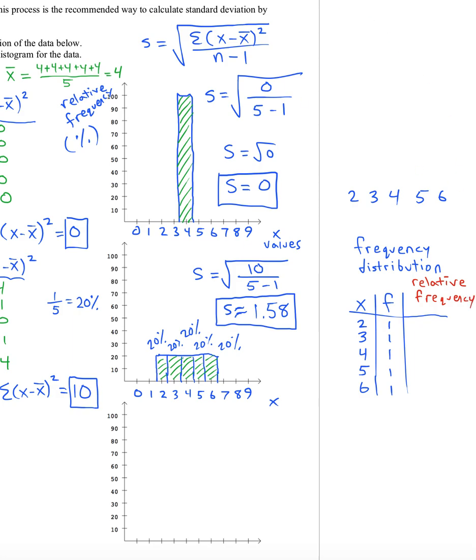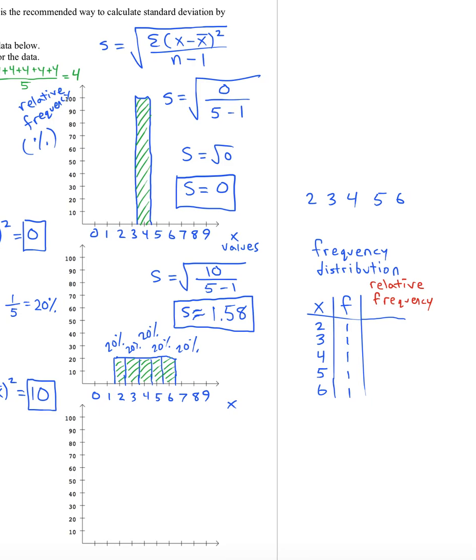Relative frequency has a formula. It is F over N. We need to know how many times the 2 occurred and divide it by the total number of data pieces. So that's going to be 1 over 5, right? Because N is 5 for this data set.